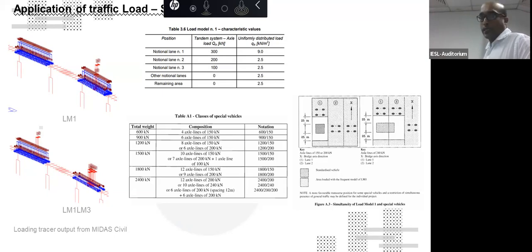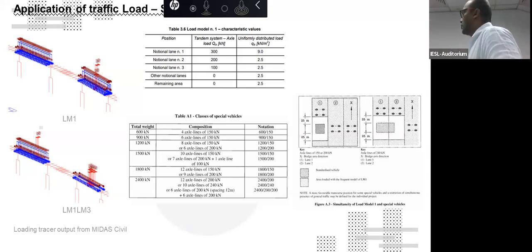In the sketches and design outputs, I have shown the maximum load arrangement for the mid-span section. The upper one is LM1 and the lower one is the LM1 and LM3 combination. These are the loads we have used, as Jasmine explained. This is load model 1 and this is load model 3.